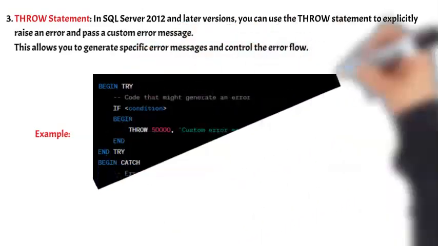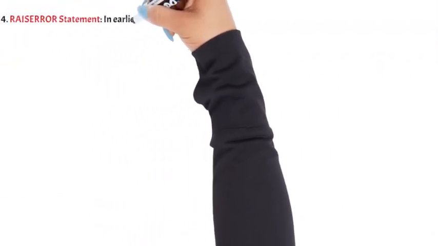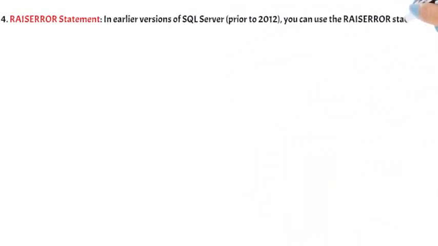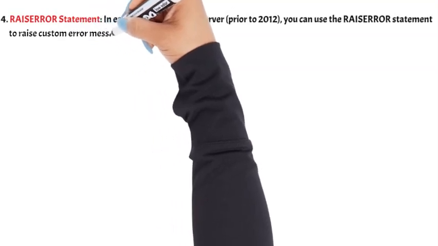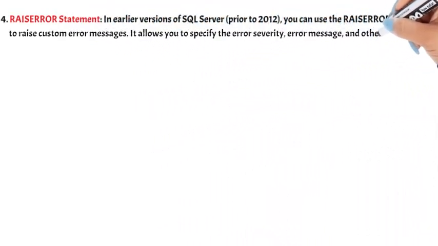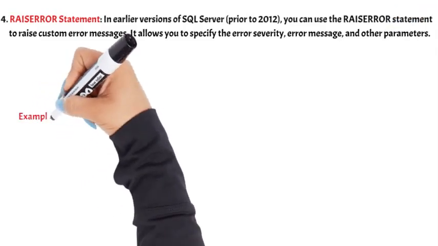Example 4. RAISERROR statement. In earlier versions of SQL Server prior to 2012, you can use the RAISERROR statement to raise custom error messages. It allows you to specify the error severity, error message, and other parameters.